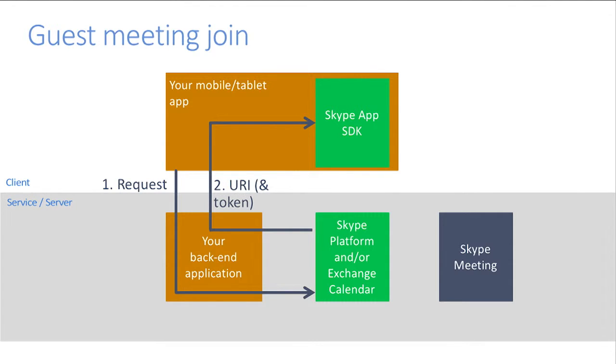Now, you might get that URL either from an Exchange calendar somewhere. Maybe it's a pre-booked appointment for an advisor. Or, like in the situation you just saw, you can request a URL for a new meeting on demand from our APIs, and then you pass that all the way back up to your application. Your application gives it to the SDK, and the SDK joins the meeting there and then embedded within your application.